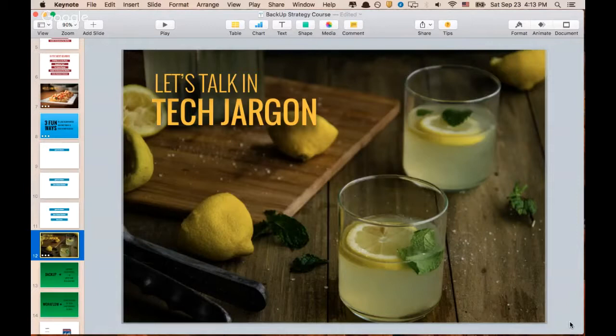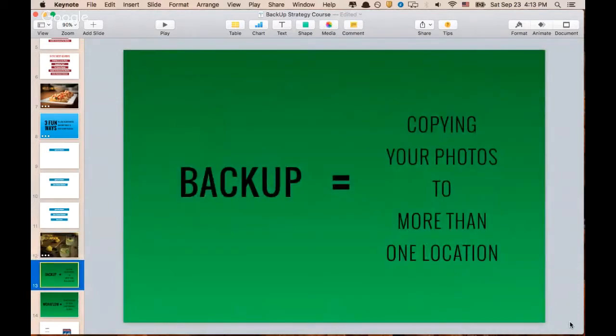So let's talk in tech jargon. What do I mean by backup? At the end of the day, the very basic definition of backup is copying your photos to more than one location, more than one media. That's it. That's what we are talking about. You could copy those in 2 or 3 or 4 different places, but it's more than one. That's what's important. And it could be an external hard drive or one of the other storage types that we will talk about here in a few seconds. It could be any of that, but that's what we mean by backup.